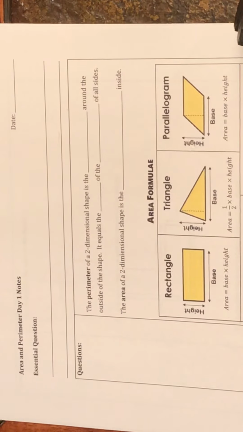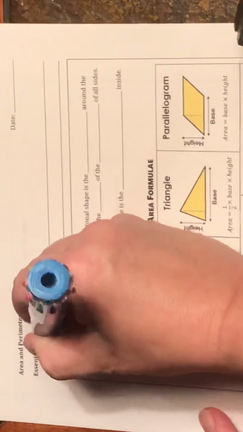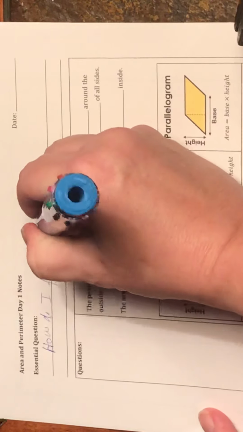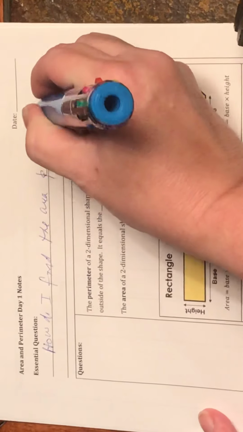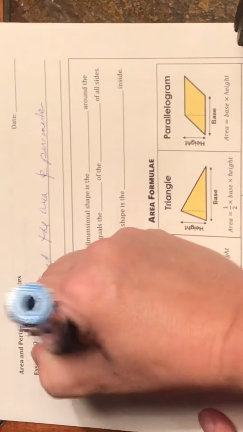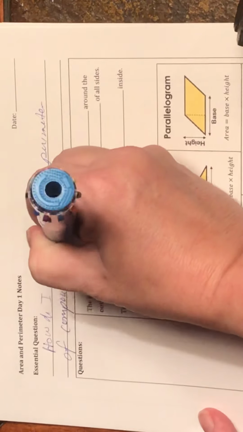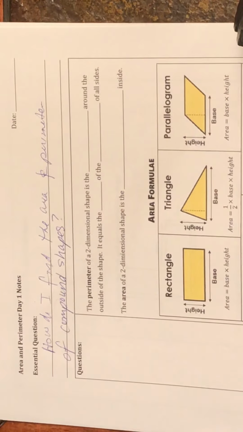Okay, this is 6.1a, area and perimeter, day 1. And here we go. So our question today is, how do I find the area and perimeter of compound shapes? So how do I find the area and perimeter of compound shapes?